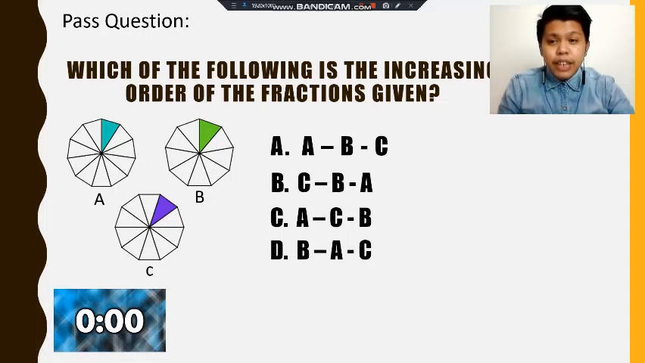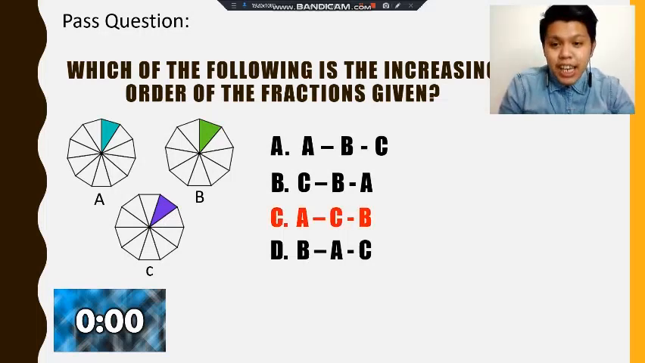So we have letter A is 1/11. We have letter B that is 1/9. And we have letter C that is 1/10. The correct answer is A, C, and B. Teacher, why? Now, it's hard to look when your shape is a circle. Let's try to make it into a rectangular shape.